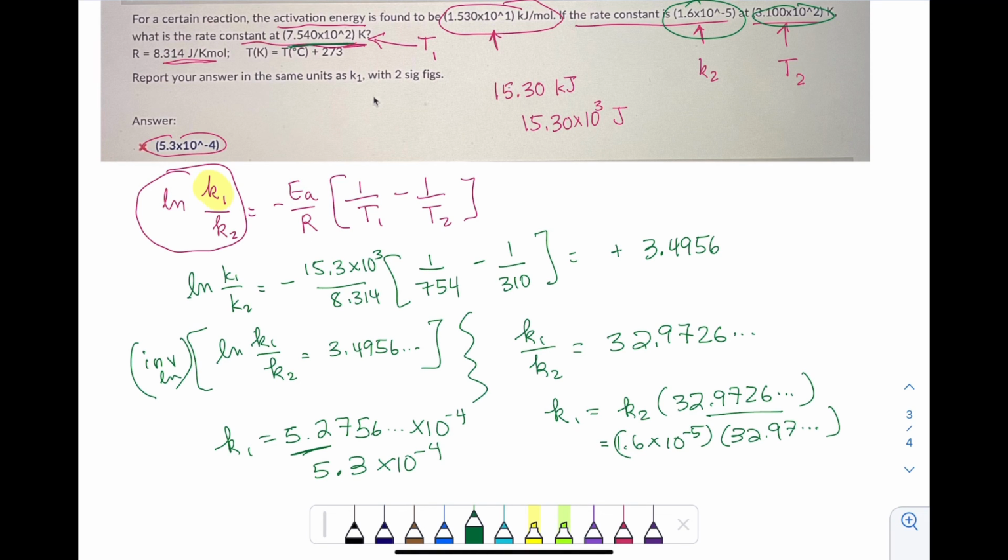Please note that this is a larger K value than the other one, so this should coincide with the higher temperature. The higher the temperature, the larger the K value. This is a good way to check to see if you got your sign wrong up above in the first step. So at the higher temperature, at 754 Kelvin as opposed to 310, I should be getting a larger K value. And I did, and that is the right answer as indicated above.